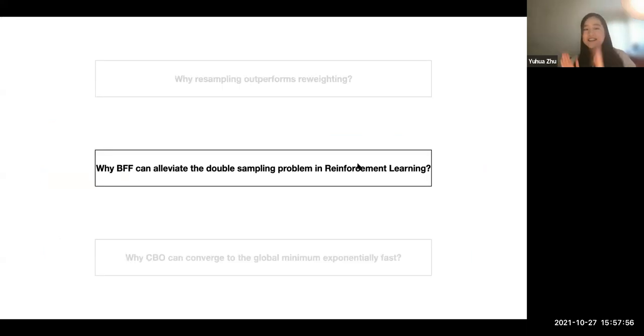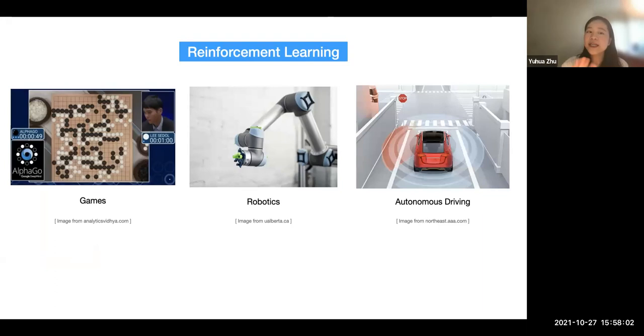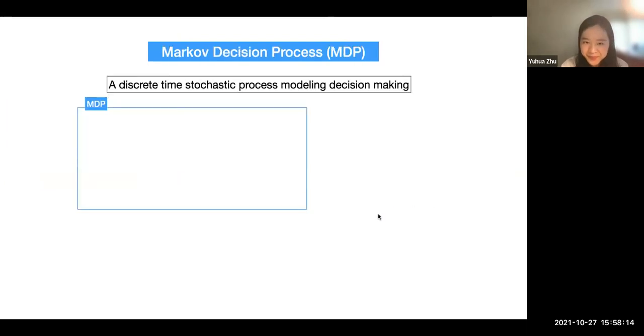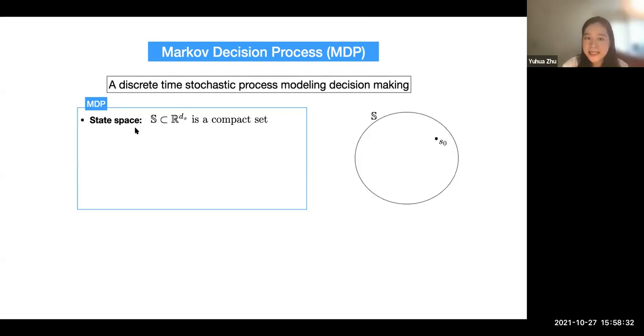Okay, so the next project is about reinforcement learning. Reinforcement learning got a lot of attention with AlphaGo, and it also has other applications, for example, in robotics and autonomous driving. Reinforcement learning is really about the Markov decision process, which is a discretized stochastic process modeling decision making. There are four basic elements in the MDP. The first is the state space. Here we assume the state space is a compact set. And the second is the action space.